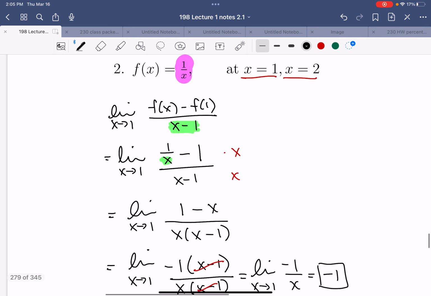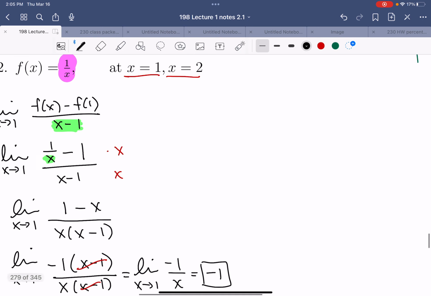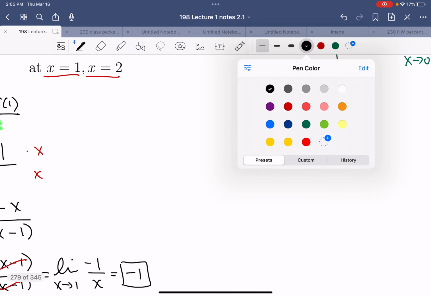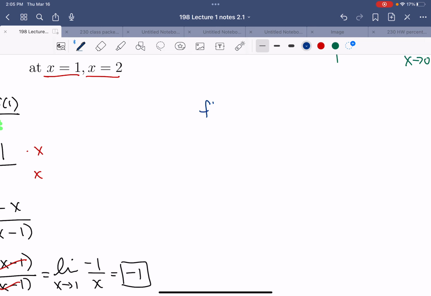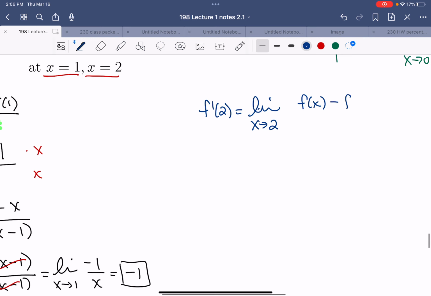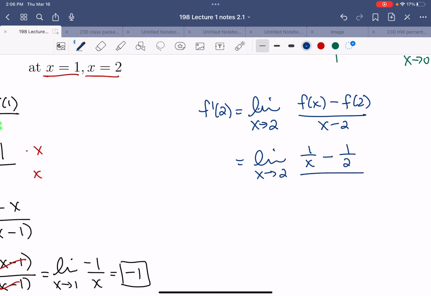Number 2, we're now going to do exactly the same thing, only x is going to be 2. So I'm going to go over here and we'll do it in a different color. So then we're going to have f prime of 2 this time is the limit as x approaches 2 of f of x minus f of 2 all over x minus 2. That's the limit as x goes to 2. And now the f of x was the 1 over x. That's our function. And f of 2 is plugging 2 in for x. So in this case, that's 1/2. And my x minus 2 stays on the bottom.